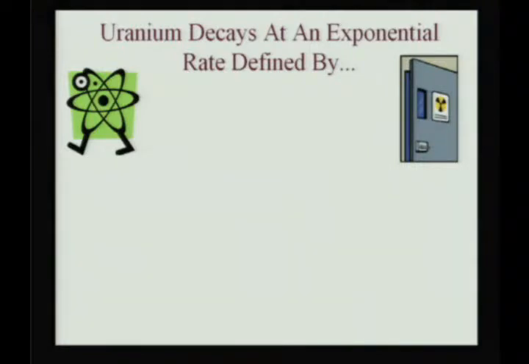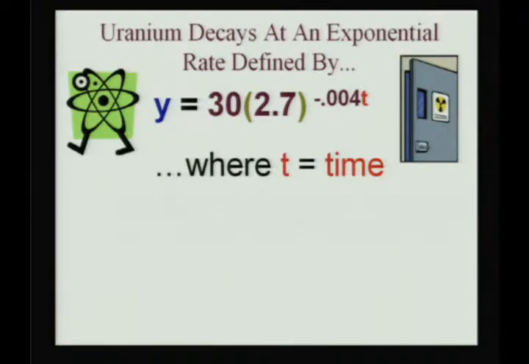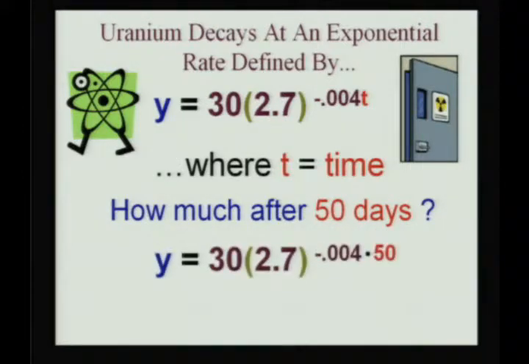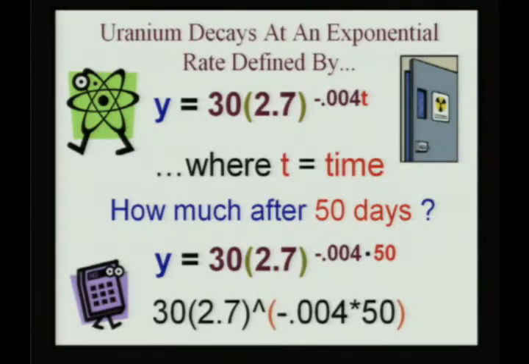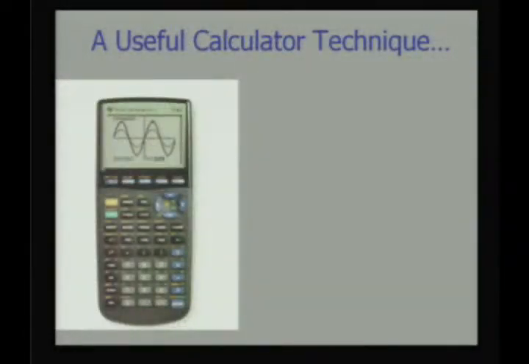Now, why would you want to get multiple values of a function? In this case, we have a function here that measures decay of uranium. If you wanted to say, well, how much uranium will I have after 50 days? Well, you could put that into the function and have your calculator do it, and you'd get an answer: 24.6, whatever the units are. But that's just for 50 days. You may want to do it for many different numbers of days.